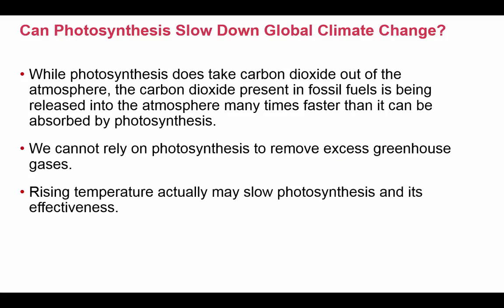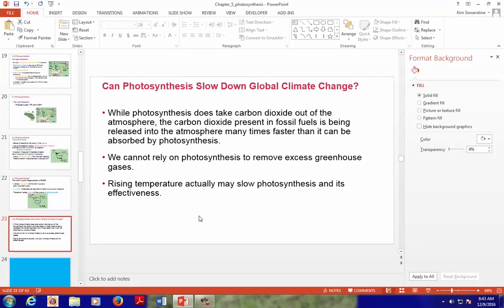So the question is, can photosynthesis slow down climate change? Because we know it's going to take in carbon dioxide and it's going to convert it. So while photosynthesis does take carbon dioxide out of the atmosphere, the carbon dioxide present in fossil fuels that's being burned is being released into the atmosphere so much faster than it can be absorbed by photosynthesis. So although photosynthesis can convert some of that carbon dioxide, it's not enough to remove the excess greenhouse gases from the atmosphere. And in fact, rising temperature may actually slow down photosynthesis and its effectiveness. And so we're going to look at that concept in the next section of Chapter 5.